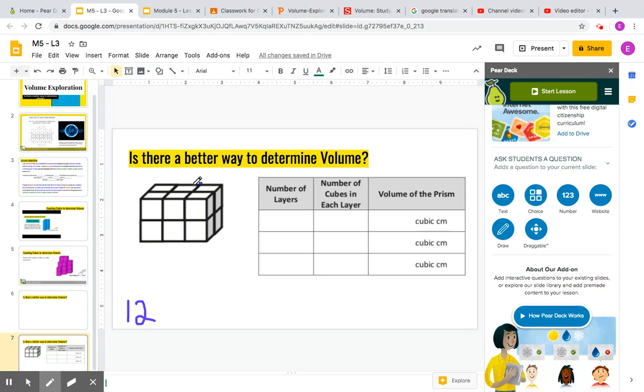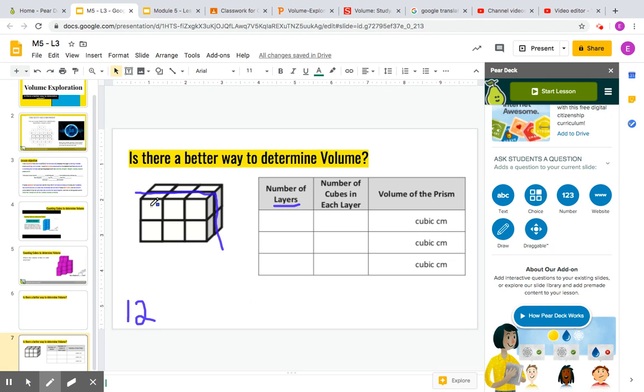Another way I can think of volume is thinking about it in terms of layers. So I'm going to look at this structure and I'm going to think, how many layers do I see? Right now I see 2 layers. I'm going to make my line down the middle. I see 1 layer in the front and 1 layer behind.